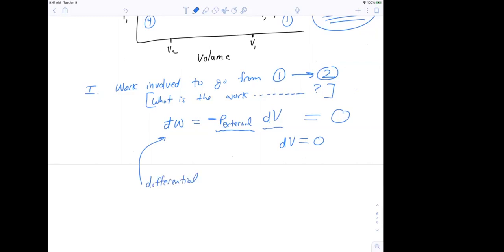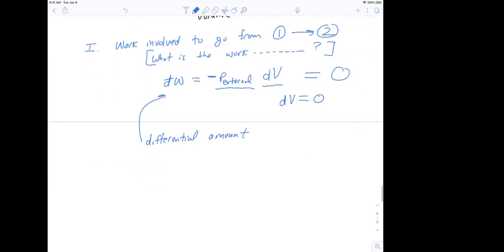I'm going to be totally rigorous here. Okay, this is the differential amount. So the total work, W, sorry about that. So the W to go from 1 to 2 is going to equal the integral, because this guy is a differential.